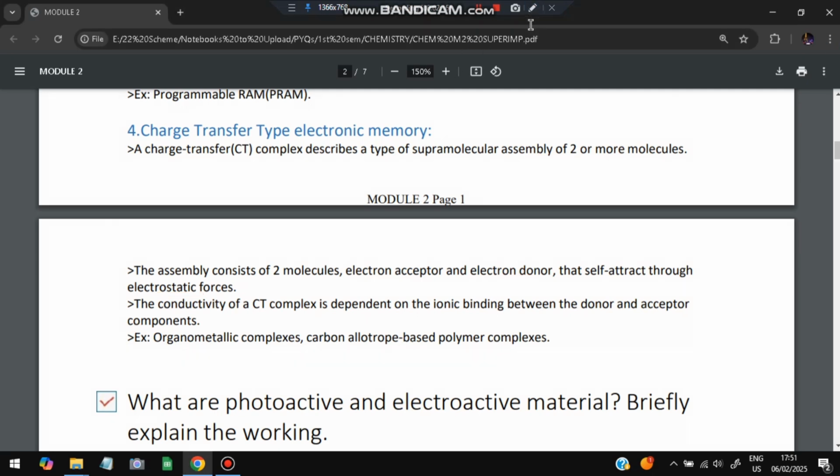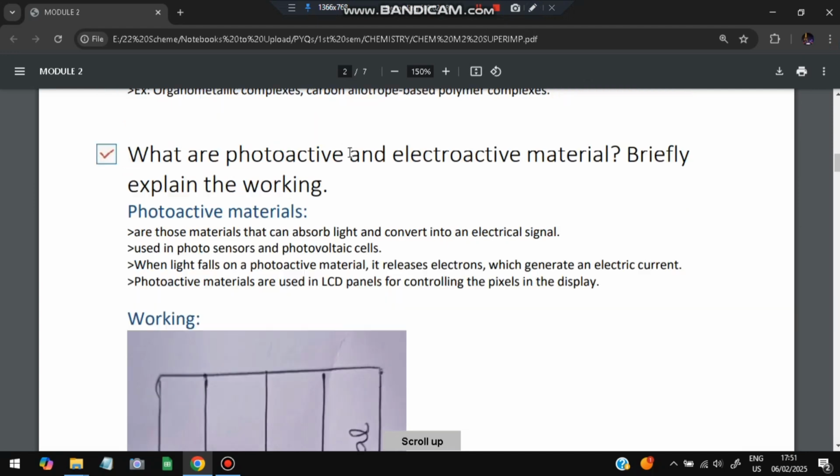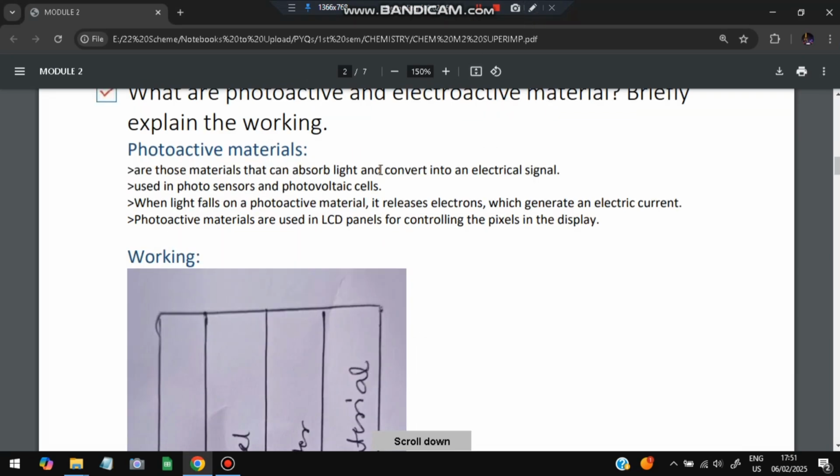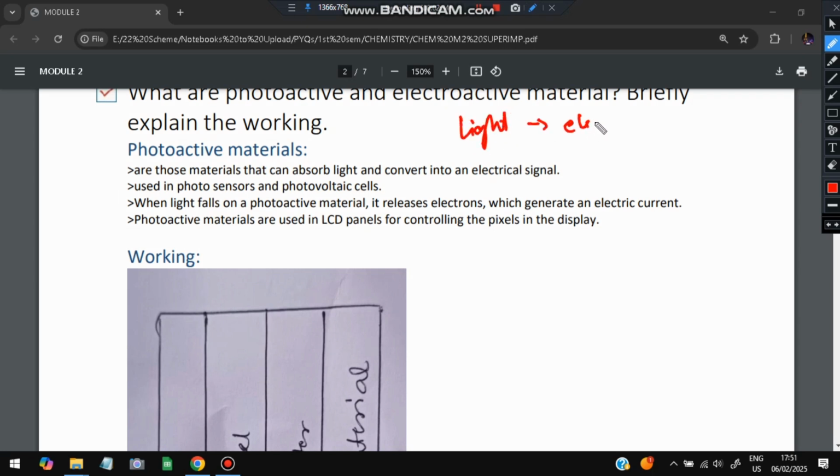Moving on to the second super important question: what are photoactive and electroactive materials? Two types of materials are there, photoactive and electroactive. Briefly explain the working. First is photoactive material. In this, it can absorb light and convert it to electrical signals. Light is converted to electrical signals. That is called photoactive materials.